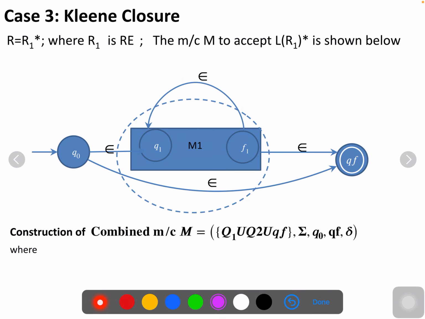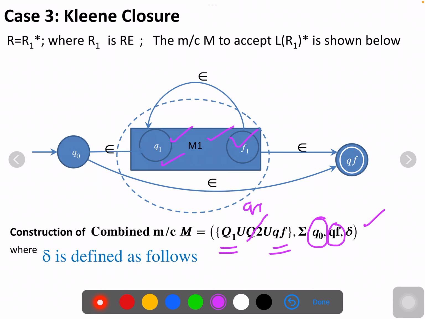So there is a Q1, capital Q1 union capital Q2. Capital Q2 will not come here, so only the union of Q1 and F1, right? These two are joining. Okay. This is the M1 capital Q. Additional two states I have taken here, that is Q1 and QF. Right? Sigma, Q0 is the initial state, QF is the final state, and delta.